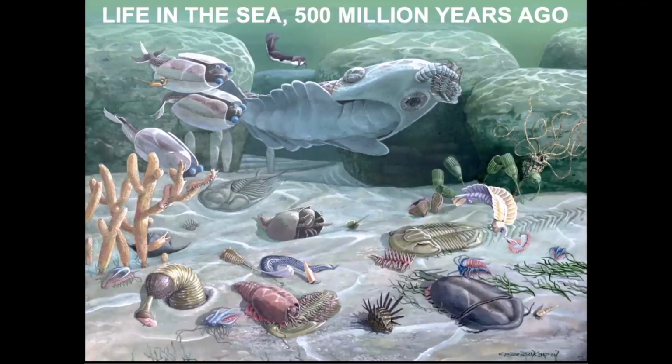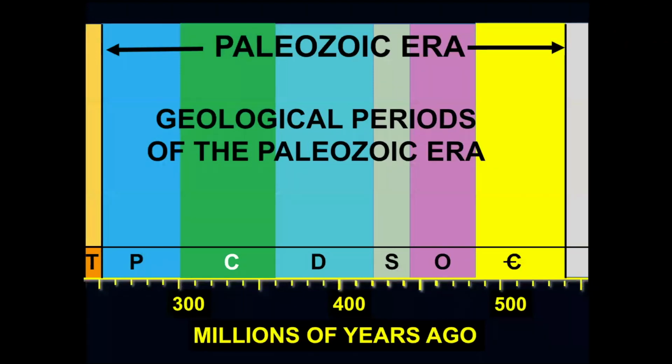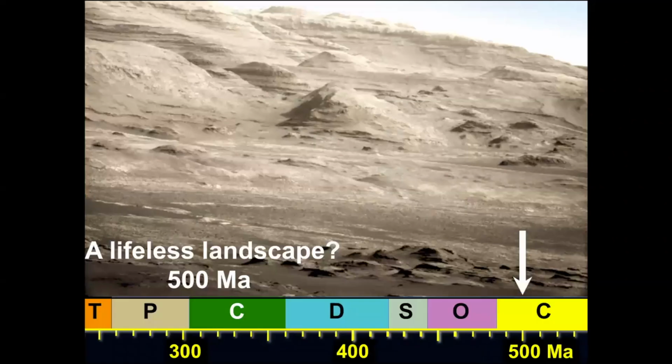The animals in the Cambrian seas were pretty weird. Lots of things that we would not see in our current ocean. And that introduces us to the Paleozoic Era. It consists of 6 geological periods. We'll go through these. But the Paleozoic was a time of real change on the surface of the Earth.